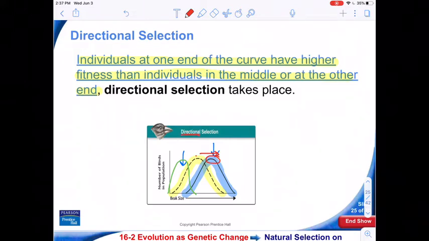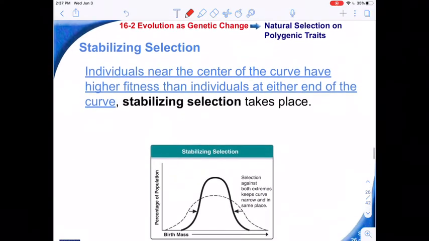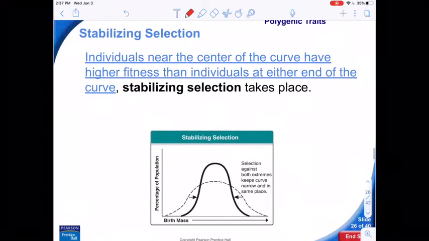This is different from stabilizing selection, which is defined as when individuals near the center of the curve have higher fitness than individuals at either end of the curve. So in this case, being either extreme, either really small or really big, is not an advantage. In this case, it is an advantage to be in the middle.